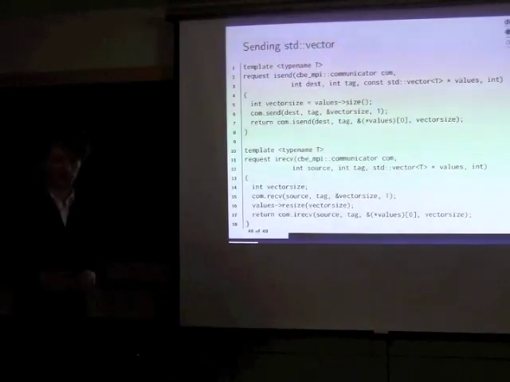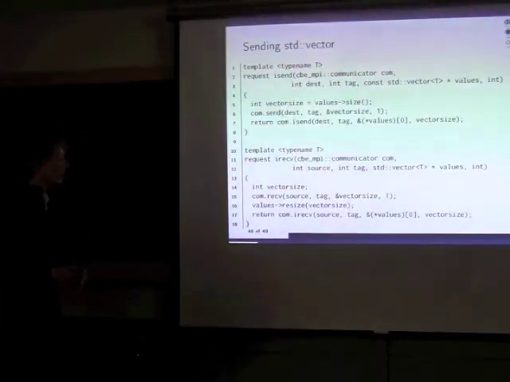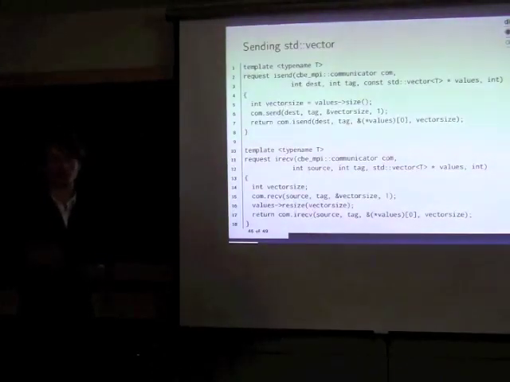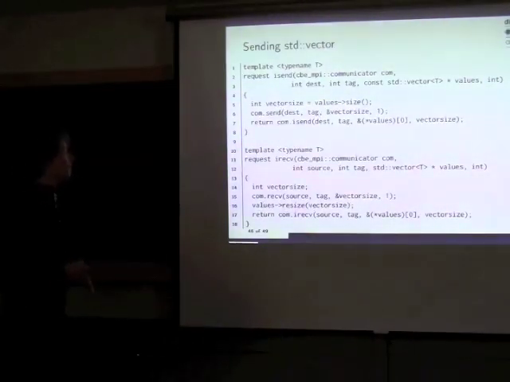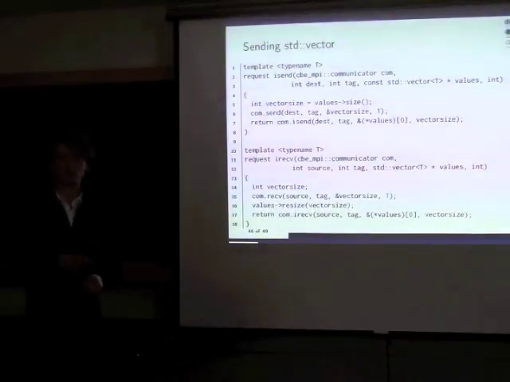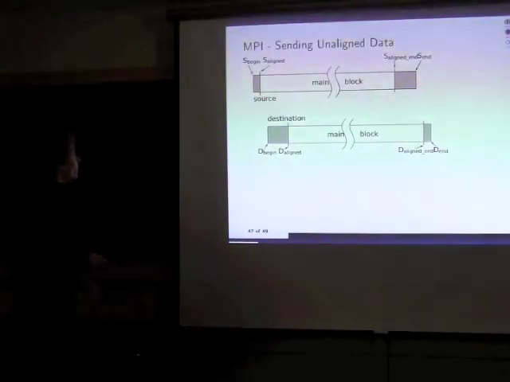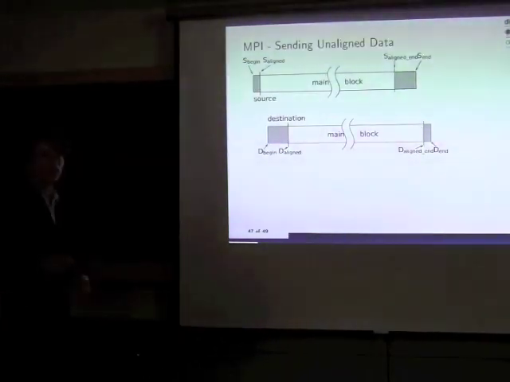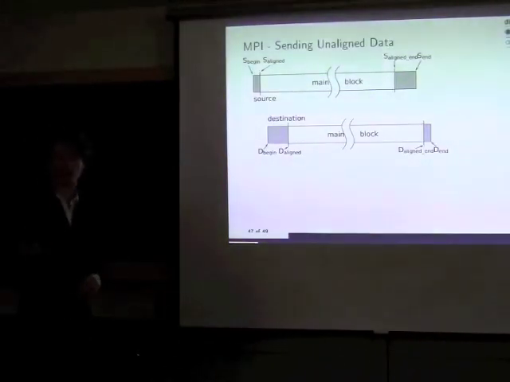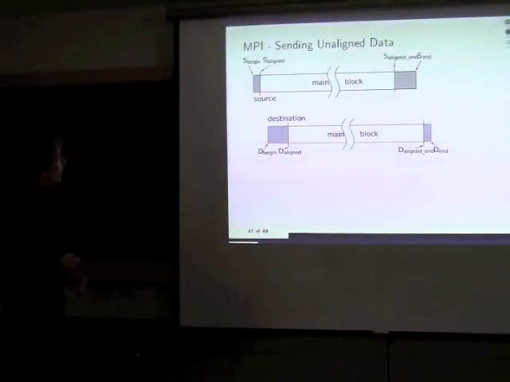Now, this is the last part. In the beginning I told you that communication is really restricted because we have to send aligned memory. Our MPI doesn't care about that. You can send any memory. You can allocate it in a way you want, and we send it for you. The way we do that is illustrated here. Let's assume we have some block of data at the source and some block of data at the destination, and both blocks are neither aligned nor a multiple of 16 bytes. So the first aligned address is here, and the last aligned address is here on the source, and the destination is here and here.